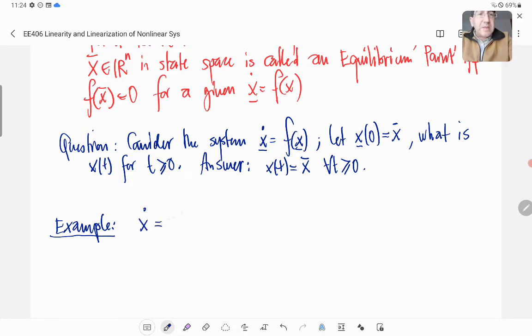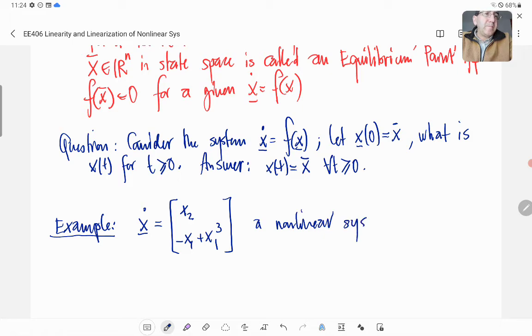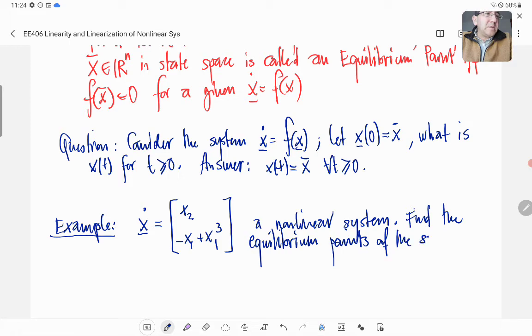X dot is equal to x2. So x1 dot is equal to x2. x2 dot is equal to minus x1 plus x1 cube. A nonlinear system. Find the equilibrium points of the system.